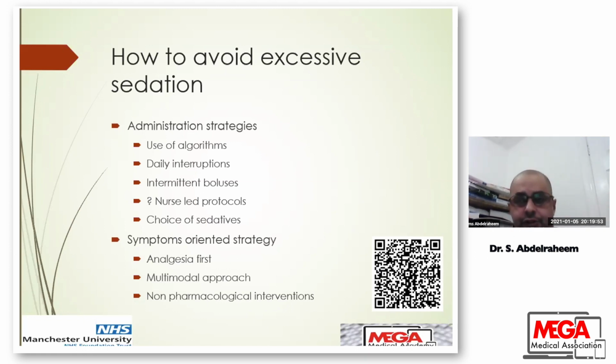Intermittent bolus is another alternative. Let's say the patient is already sedated on opioids and propofol, and you need to deepen the sedation. Instead of a continuous infusion of a third agent, you can just give a bolus of midazolam or lorazepam, something that will achieve control for a couple of hours, and then reassess. If you need to, you can repeat the boluses rather than giving a continuous infusion. And as we mentioned before, the nurse-led protocol, and eventually the choice of sedatives.